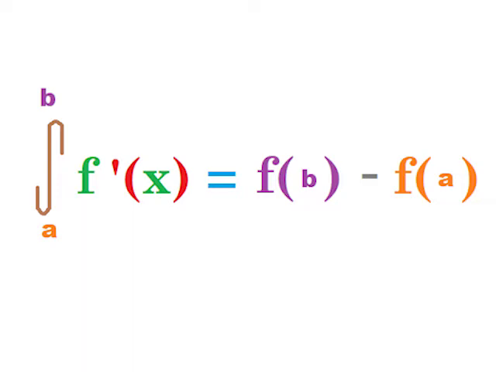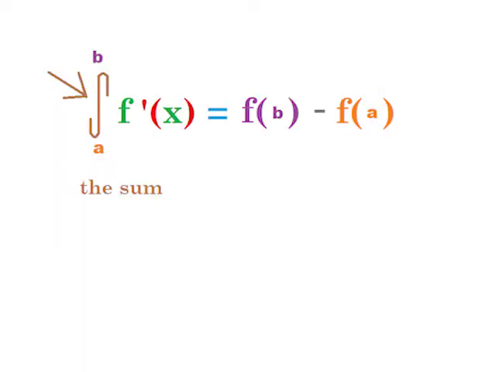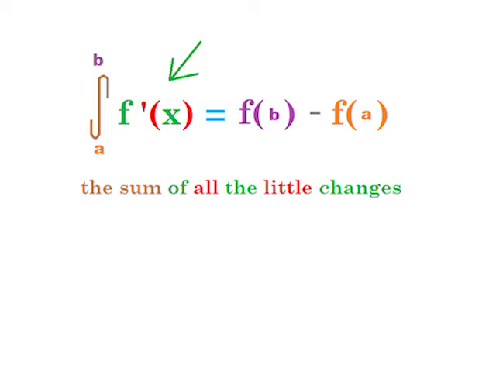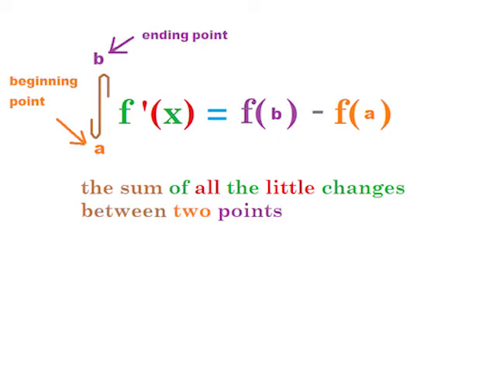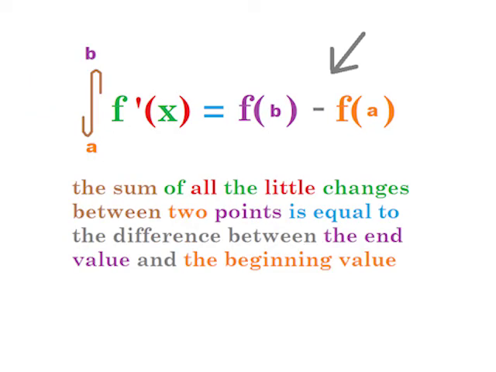See that weird looking S thing there? That means sum. That f prime of x is a function that means all the changes between points. It's known as the derivative. The little a below the S is the starting point, and the little b above it is the ending point. We are looking at all of the changes between those 2 points. And on the other side of the equation, we see f of b minus f of a. F of something is the value of it. So that part of the statement is read, the difference between the value of b, our ending point, and the value of a, our starting point.